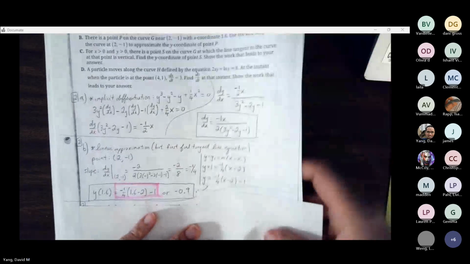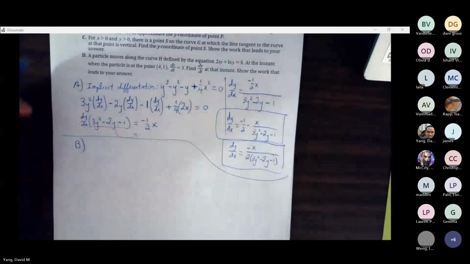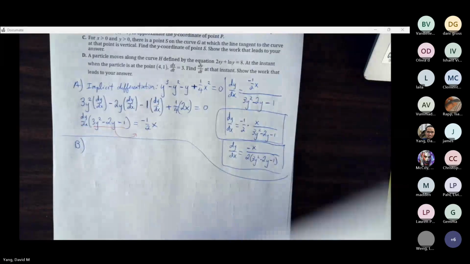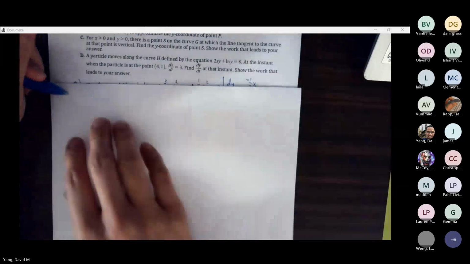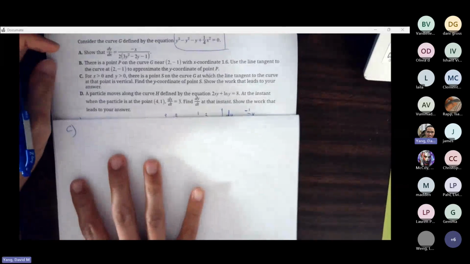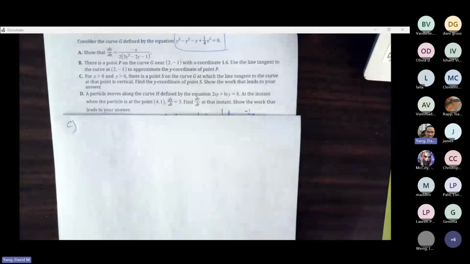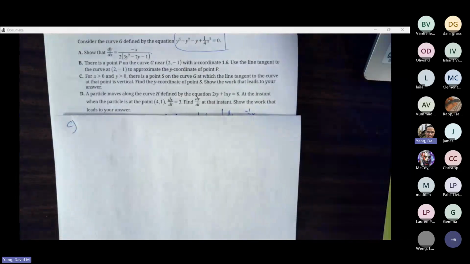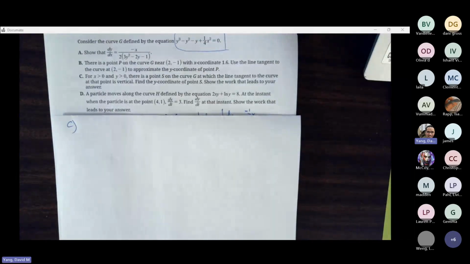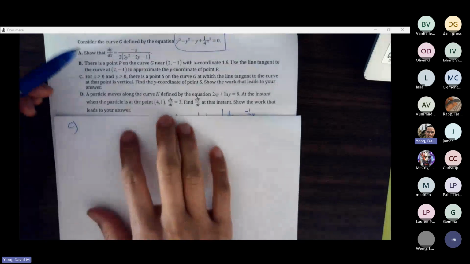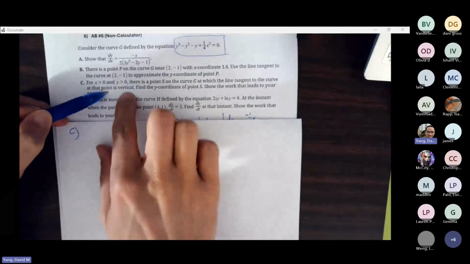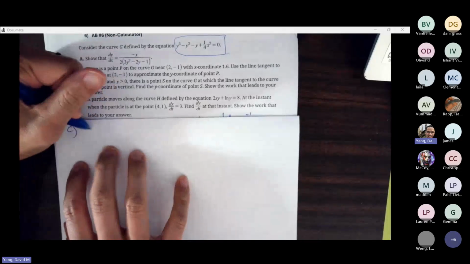Part C. For x greater than 0 and y greater than 0, there's a point S on curve G at which the line tangent to the curve is vertical. Find the y coordinate of point S. So anytime you're dealing with a derivative and you're asked about vertical or horizontal tangent, here's something to keep in mind.